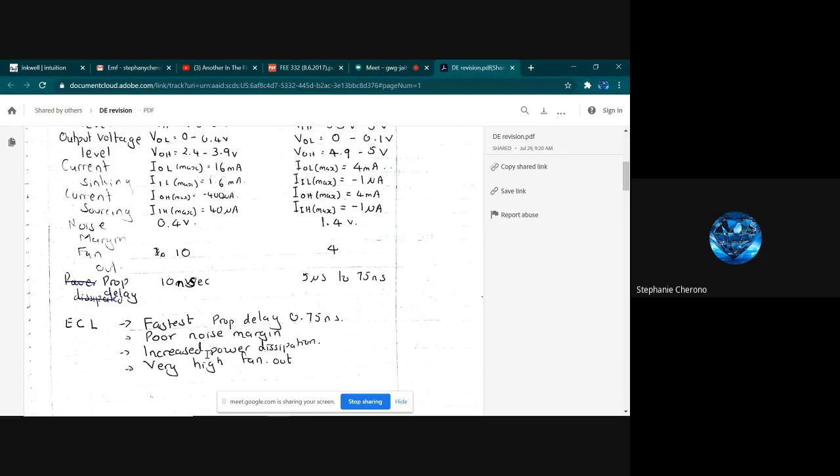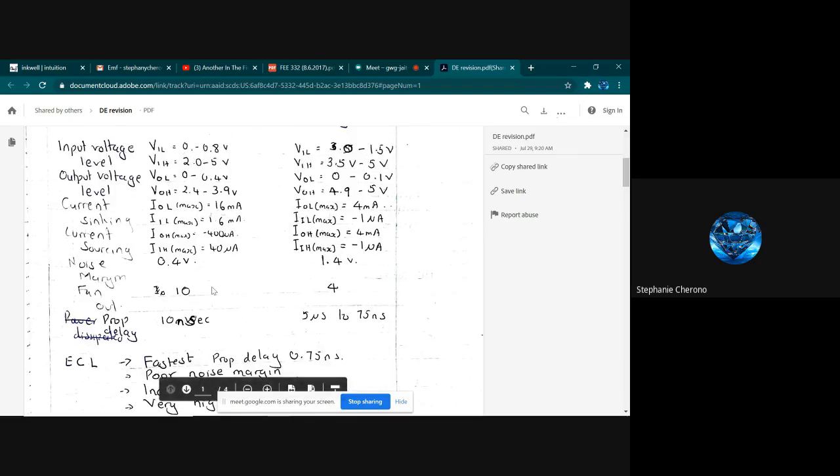And TTL has a very low, rather it is slow, but power dissipation is acceptable. It's at 10 milliwatts for standard. So as they say, please prepare well.